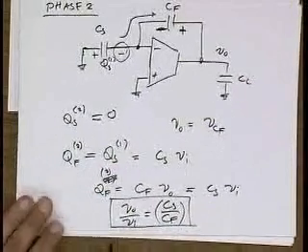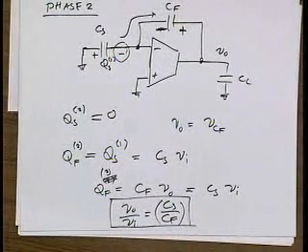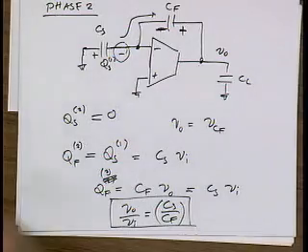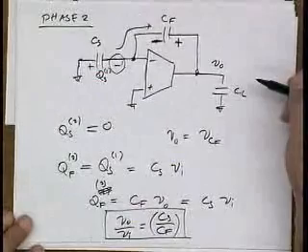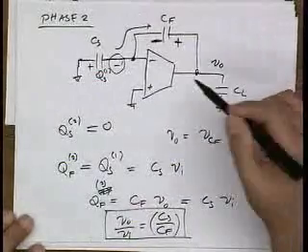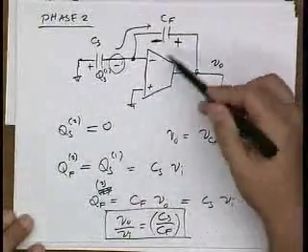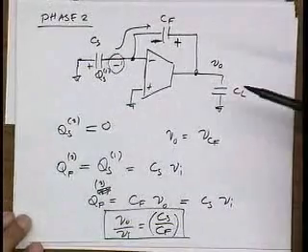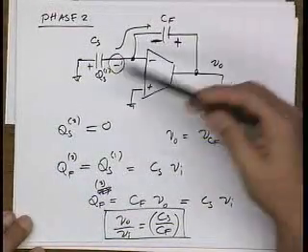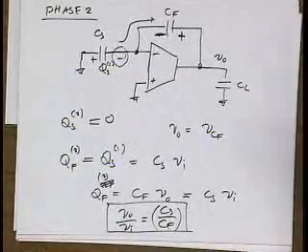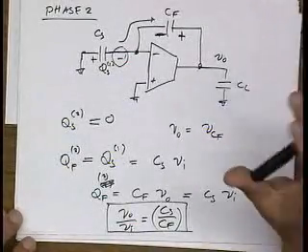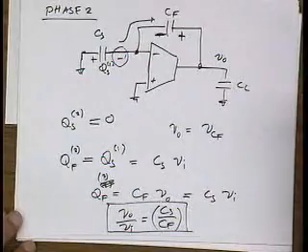Okay. Why did I ignore CL? Because it didn't have any role to play, right? CL just charges up to whatever Vout is. The charge on CL is maintained by this amp, right? Good question. Whenever you draw a switched capacitor circuit, start asking yourself, what about the other capacitors? Very important to look at all the capacitors in the circuit.